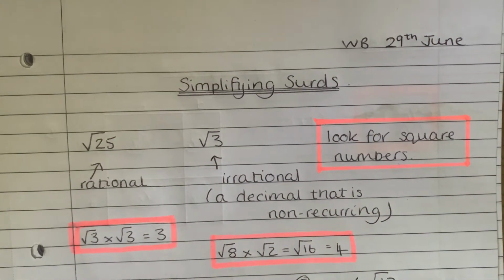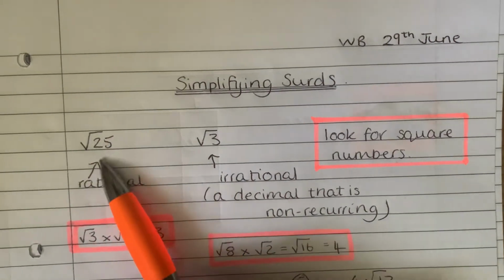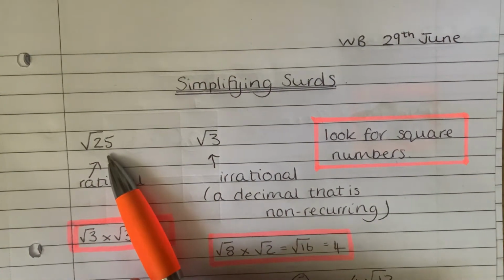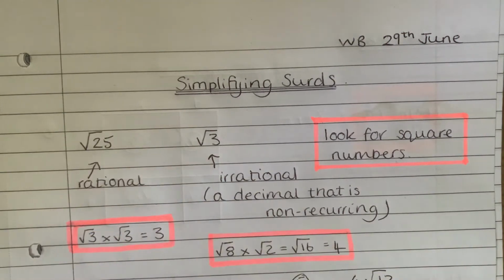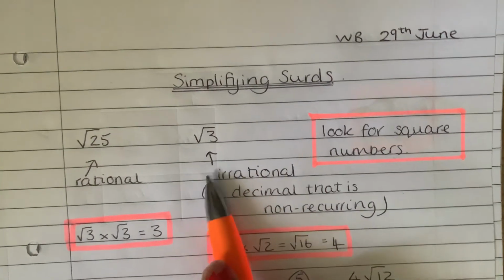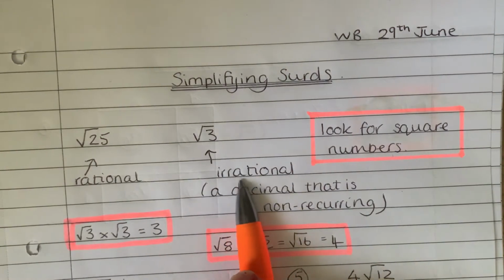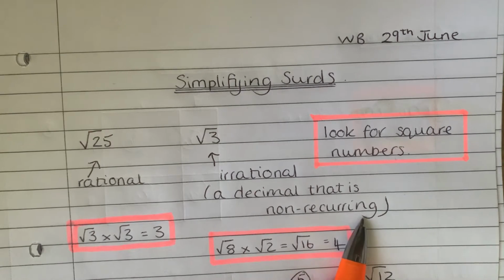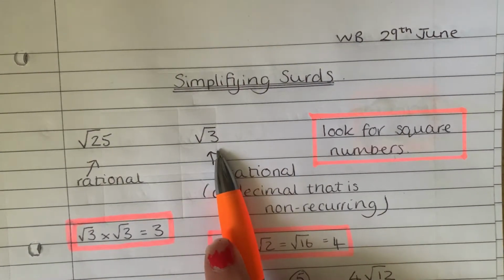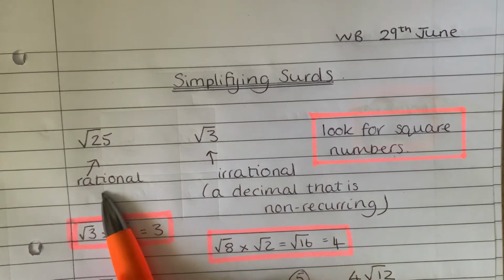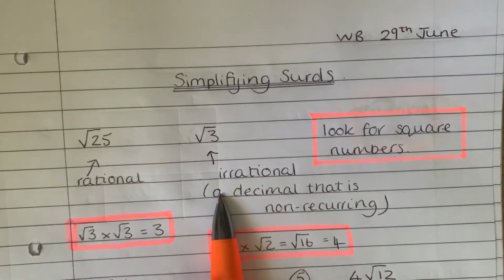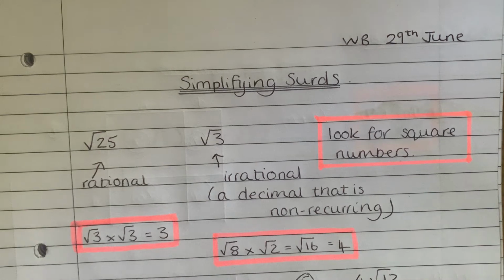Okay, now a surd, we have two types of number. We have rational and irrational. A rational number, so root 25 is rational because the square root of 25 is 5. It's a number that could be written as a fraction, so 5 is 5 over 1. Root 3 is an irrational number because if you put root 3 in the calculator, you get a decimal that is non-recurring. A number that is non-recurring, a bit like pi, is called an irrational number. This cannot be simplified any further. So basically you know it's irrational if you end up with a number that's not recurring.